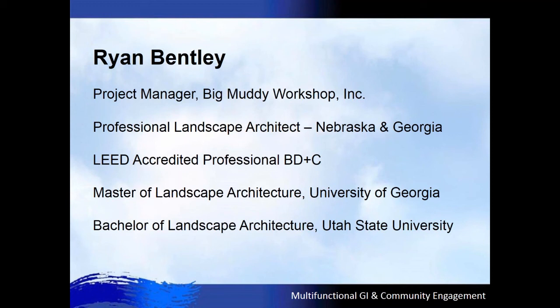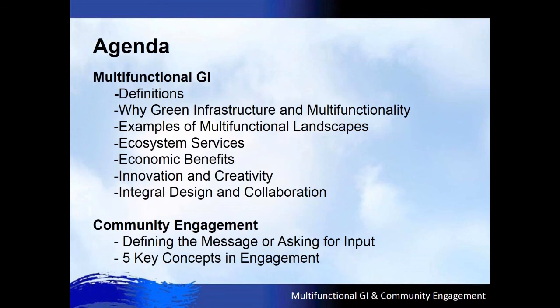So really quickly, this is our agenda. We'll first go through multifunctional green infrastructure. So we'll go through definitions, why green infrastructure and multifunctionality, examples of multifunctional landscapes, and then go through some of the benefits, the ecosystem services, the economic benefits. And then on the back end of the multifunctional green infrastructure, we'll talk about innovation, creativity, integral design, and collaboration. And then I'll kind of pick it up at that point.